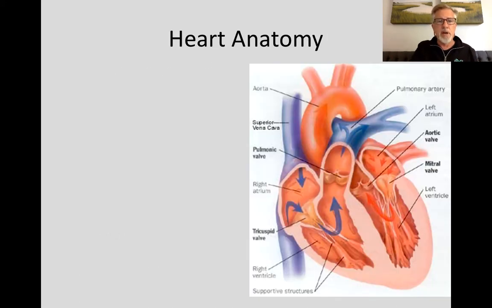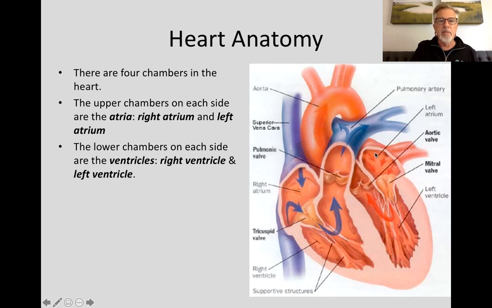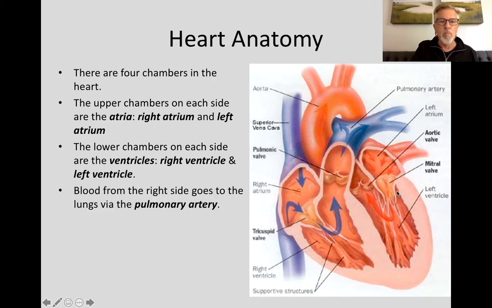So here's a picture of the heart. There are four chambers you can see. 1, 2, 3, and 4. The upper chambers on each side are the atria, the right atrium and the left atrium. The lower chambers are the ventricles, the right ventricle and the left ventricle.